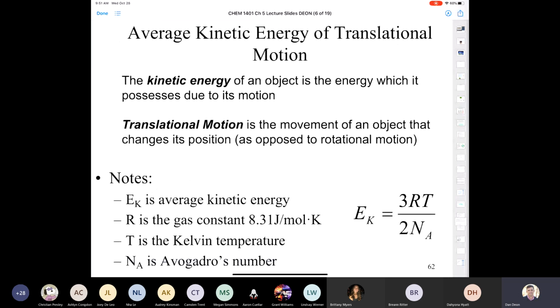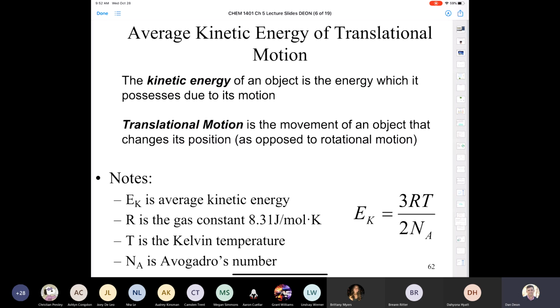Average kinetic energy of translational motion. Now, you guys all know what kinetic energy is by now. That's something we talked about, I think, in the first week of class. Kinetic energy of an object is the energy which it possesses due to its motion. And we're talking about the motion of those gas particles. Remember the slide that I presented a few minutes ago? I said the gas particles are in constant random motion. The type of motion that gas particles possess is translational motion, which is the movement of an object that changes position. So from one position to another, as those gas particles are moving around, they're moving from one position to another, and that's opposed to rotational motion.